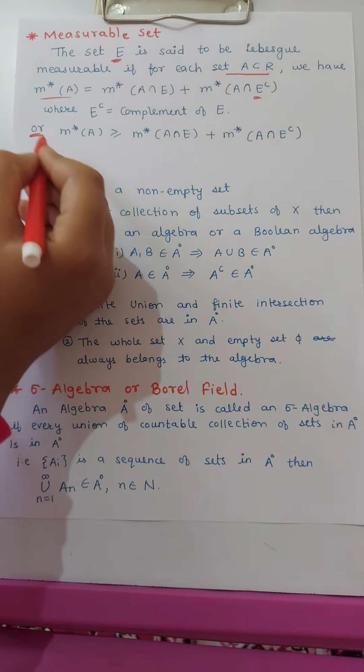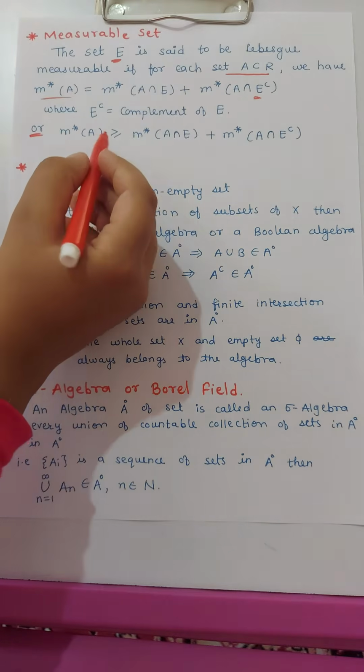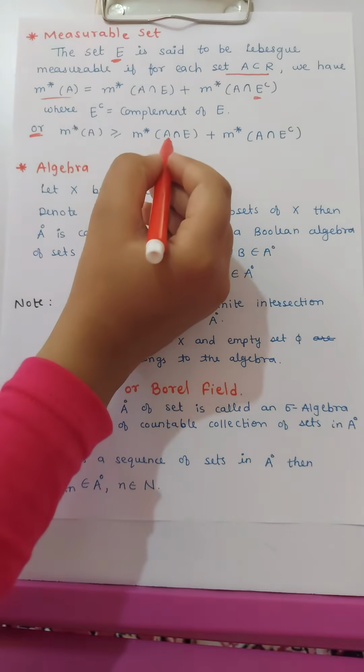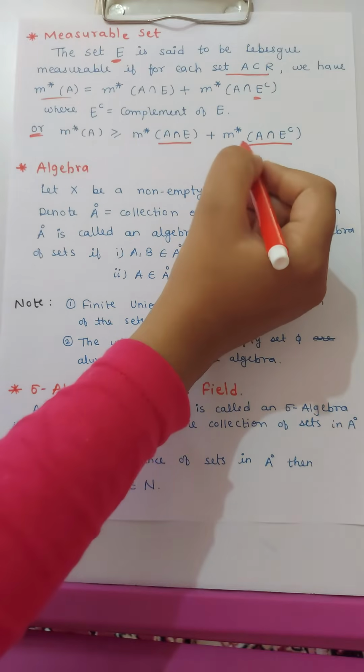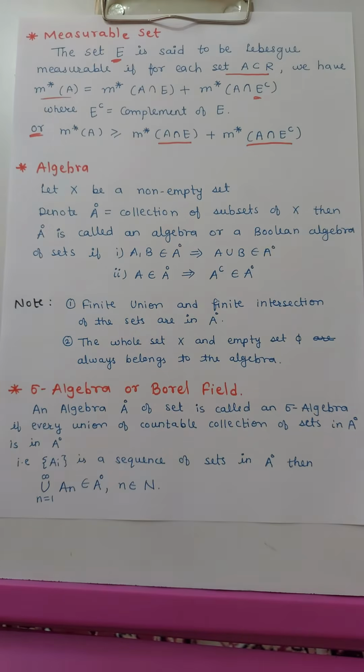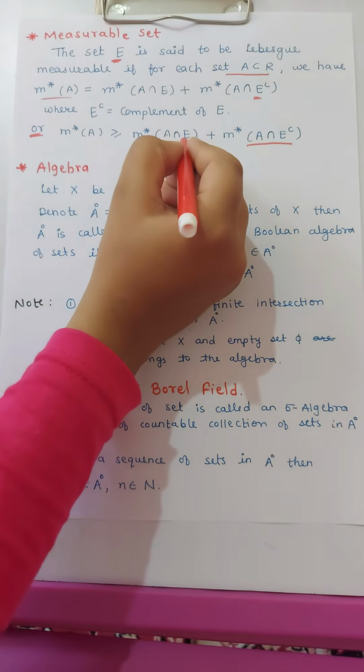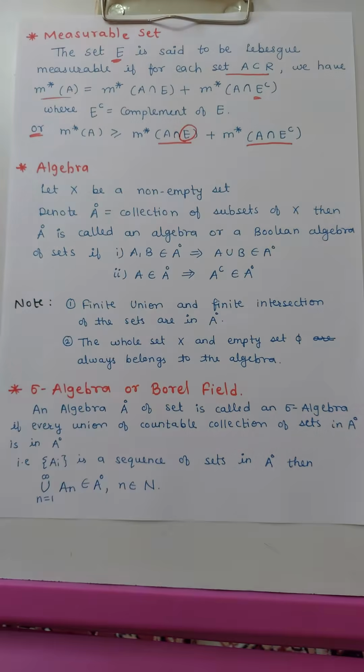The second condition is outer measure of A greater than or equal to outer measure of A intersection E plus outer measure of A intersection E complement. If any of these two conditions is satisfied, then we say that this set E is Lebesgue measurable.